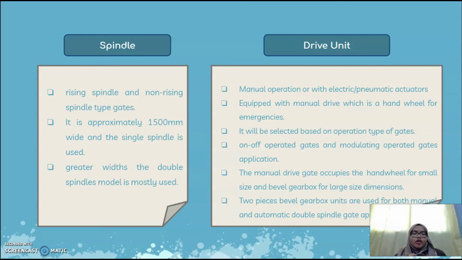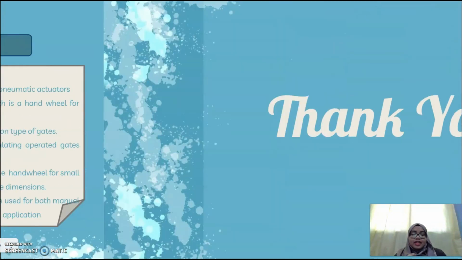The manual drive gate uses a handwheel for small sizes and a bevel gearbox for large dimensions. If the gate width is extensive, two bevel gearbox units are used for both manual and automatic double spindle gate applications. That's all for our group.